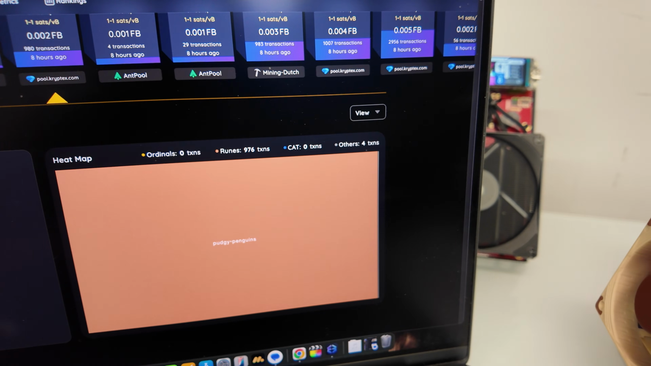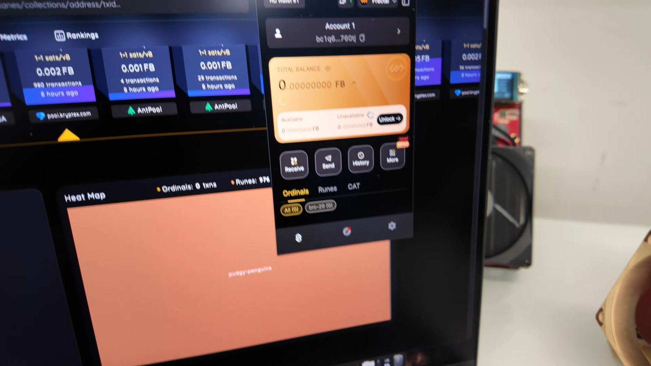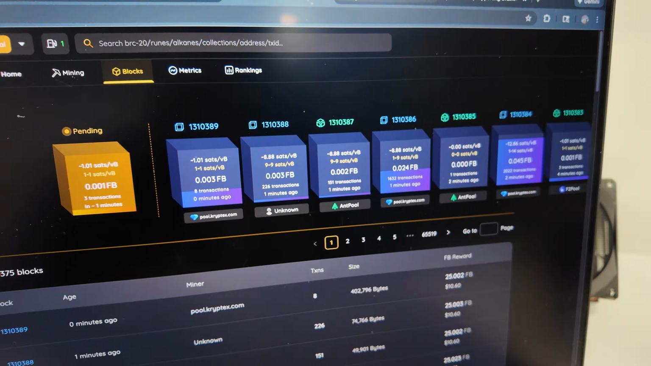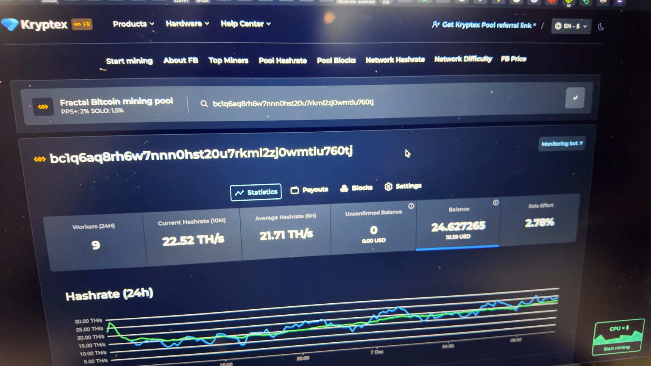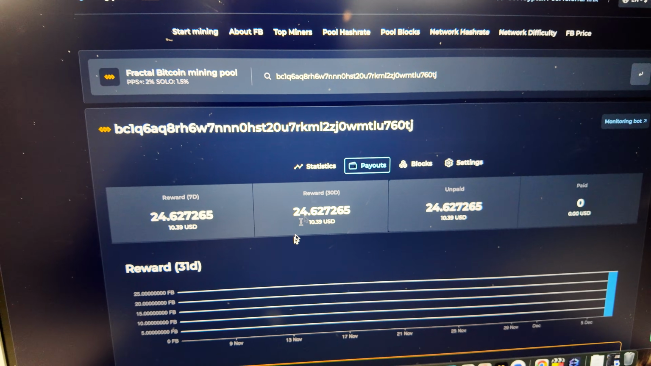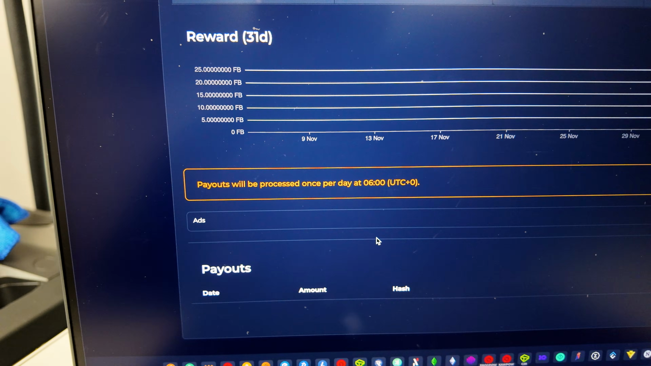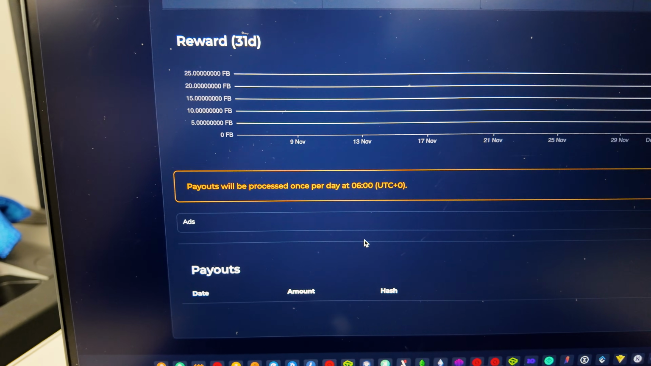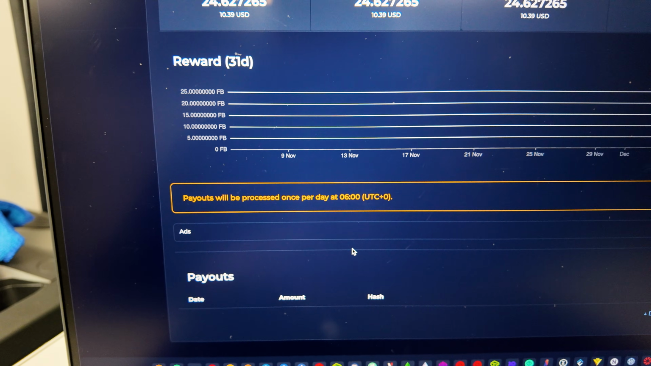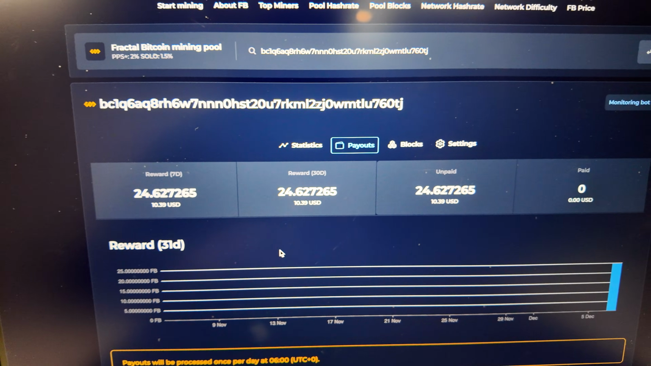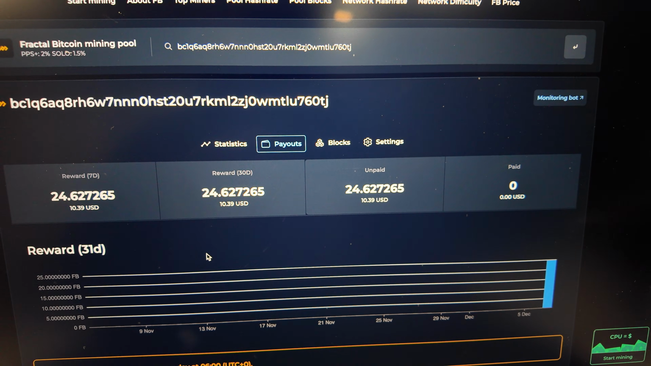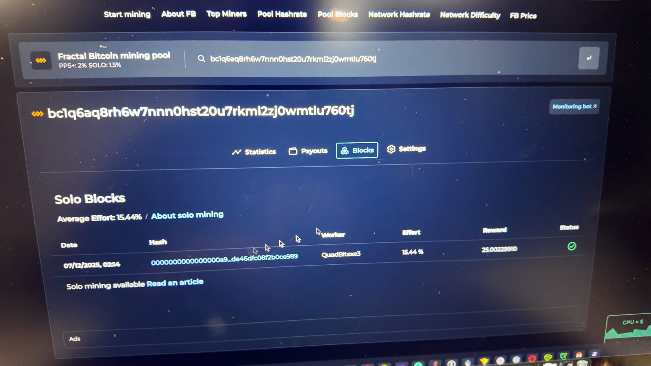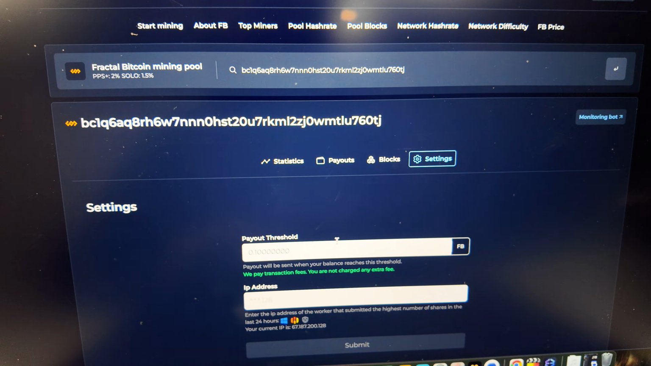And in terms of the payment, I have not received the payment yet. I was wondering what was going on. But when you go back to Cryptex and you click on payouts, there's a yellow message here. It says payouts will only be processed once per day at 6. I don't know if that's military time, but I did some research. UTC plus 0 converted to Pacific time zone is going to be 10 p.m. So this payout will be sent out at 10 p.m. to arrive to my Unisat wallet tonight. $10.39. This will show you the block information here. You can adjust your payout threshold if you want here.